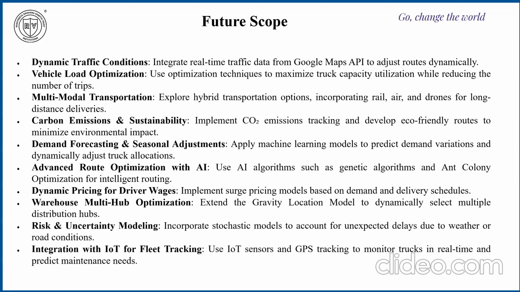Next comes the risk and uncertainty model. So incorporating stochastic models to account for unexpected delays due to weather or road conditions. Next is integration with IoT for fleet tracking. So use IoT sensors and GPS tracking to monitor trucks in real time and predict maintenance needs.